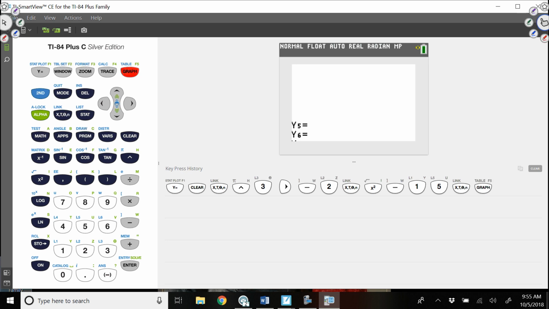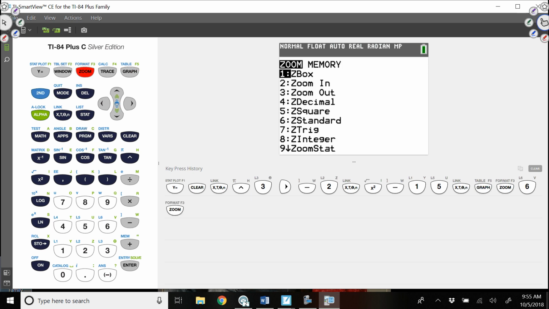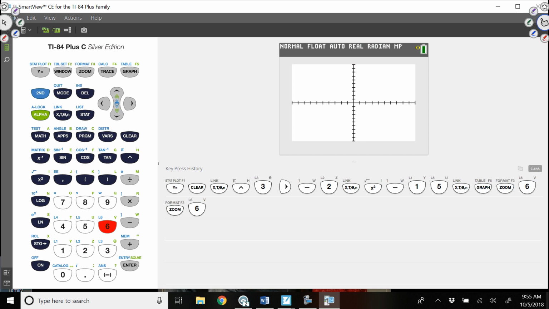All right, when we hit graph, oh, I have a funky one, hold on. Remember Zoom 6? We'll flip your window back to normal. Yeah, I didn't clear my memory. We were playing with crazy numbers. There we go.